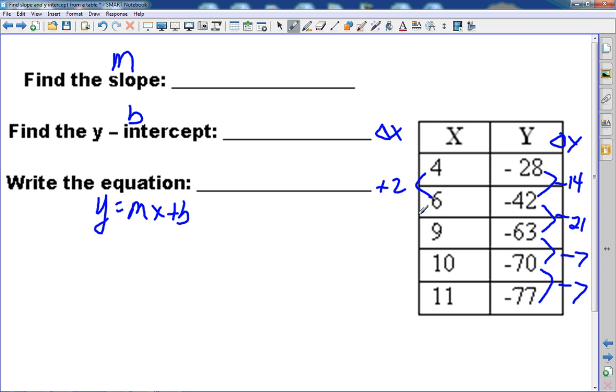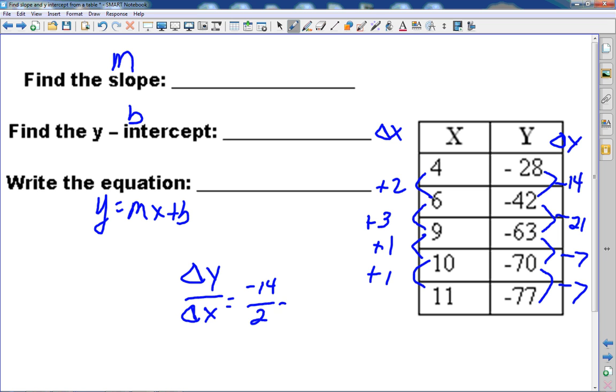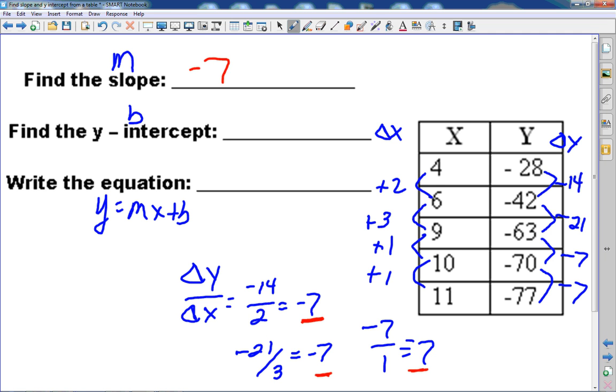Plus 2, plus 3, plus 1, plus 1. I get delta y over delta x, -14 over 2, -7. -21 over 3, -7. -7 over 1, -7. Oops, where's my negative? All right. These are all the same. That's good. It means it's linear. Well, that's my slope, is -7.